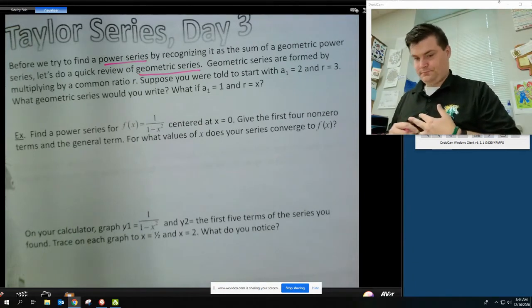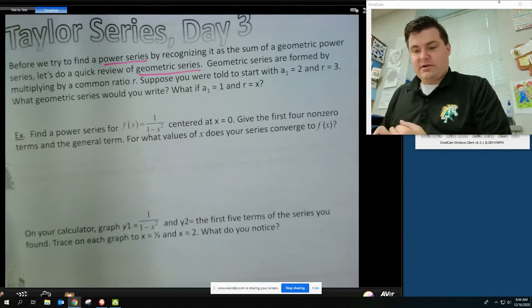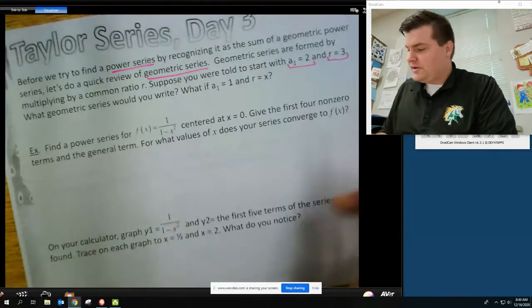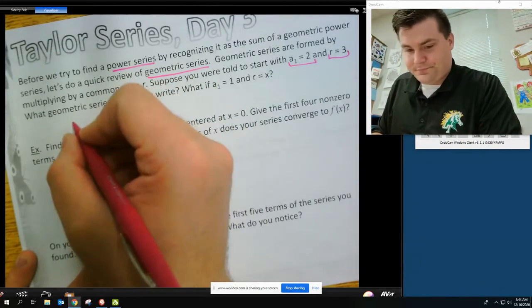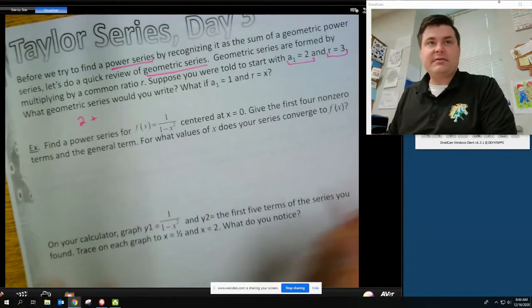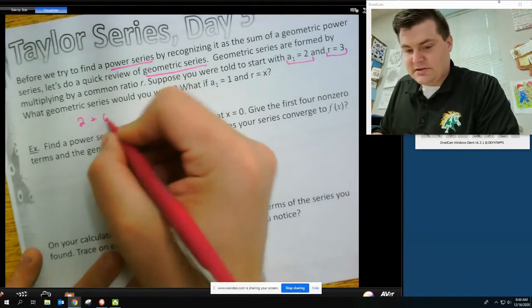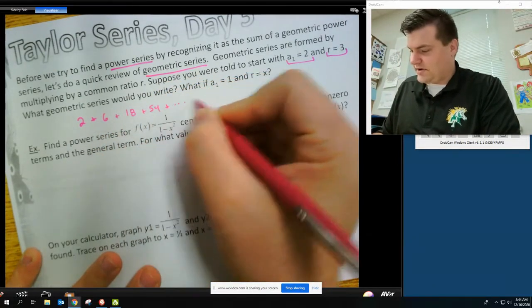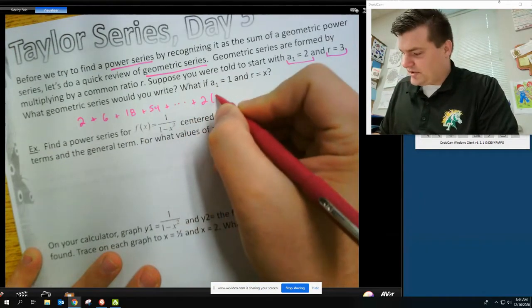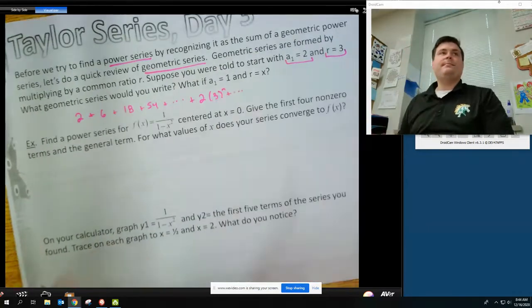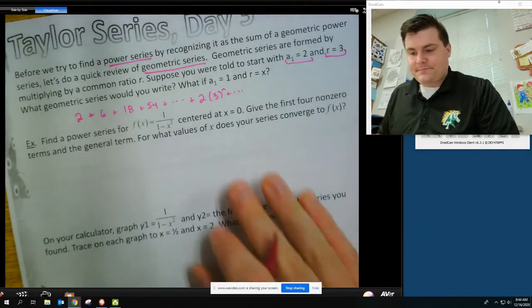Okay, so let's just do a quick reminder of what a geometric series is. Suppose we start with 2 and r is 3. So the first term is a 2, and then you're just increasing by multiplying by 3 every time. So 6 plus 18, times that by 3, plus 54 plus, you get the idea, right? So here's a general term for a geometric series, depending on what n is, okay?